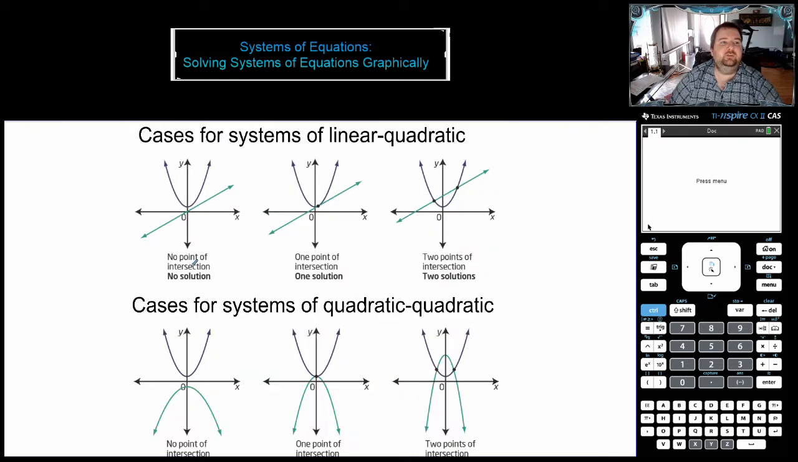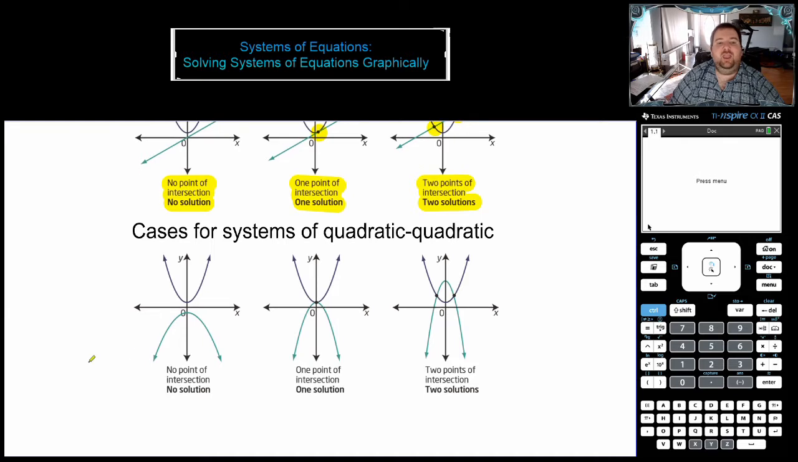All right, let's get started. Let's look at the different cases. So when we're dealing with linear-quadratics, there are going to be some cases. Maybe there's going to be no point of intersection, and that just means that there's no solution, like in this example here where they don't intersect. There might be one point of intersection, which means you might have just one solution at that point. Or there might be 2 points of intersection, which means you're going to have 2 solutions there.